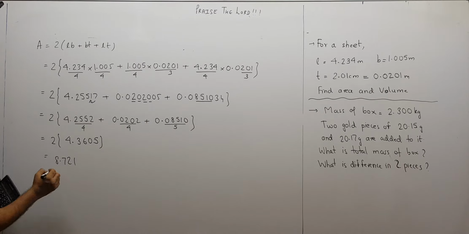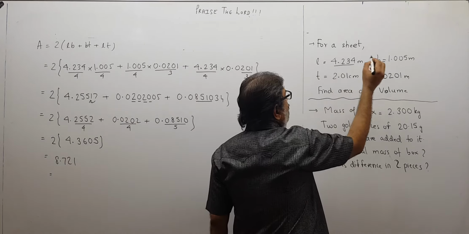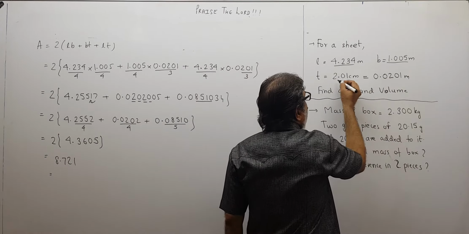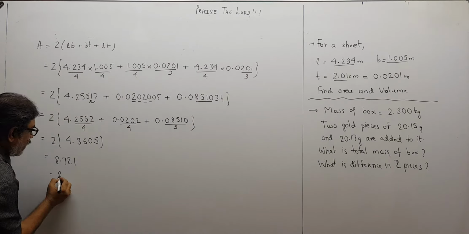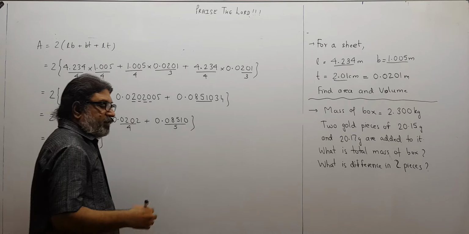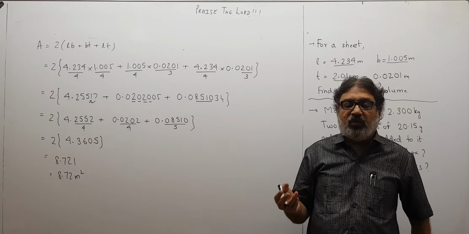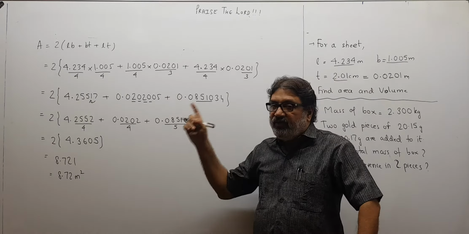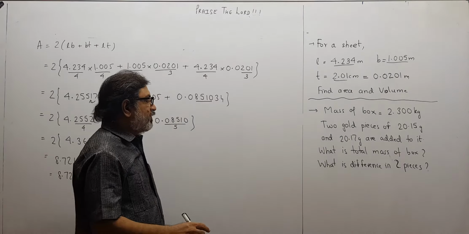8.721. And now finally I am having 8.721. How many significant digits are there? 4. What was given to me in length? There were 4 significant digits over here, 4 digits over here, and 3 over here. So I should keep minimum how many? 3. Minimum 3 in final. So this will be 8.72 meter square. First, when we are dealing with intermediate steps, we keep one more significant digit. And in final, we think how many we should keep. So we get 8.72 meter square as the answer.